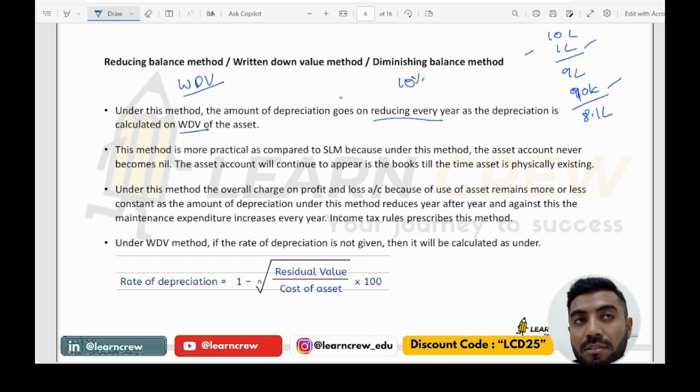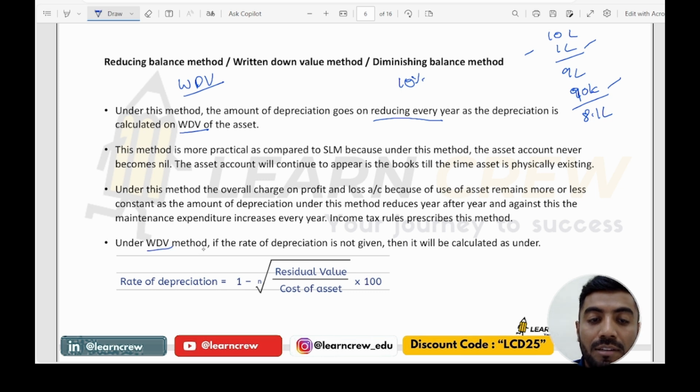Basically, this method is used where the technology of an asset matters, so that they can charge higher depreciation in the initial years. After a few years, the value of the asset reduces, and the depreciation value also reduces. Under this method, the overall charge on the profit and loss account because of the use of the asset remains more or less constant, as the amount of depreciation reduces year after year, while maintenance expenditure increases every year. Income tax prescribes this method. Yes, in income tax we use this method only.